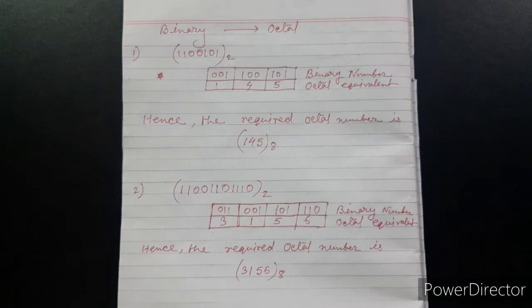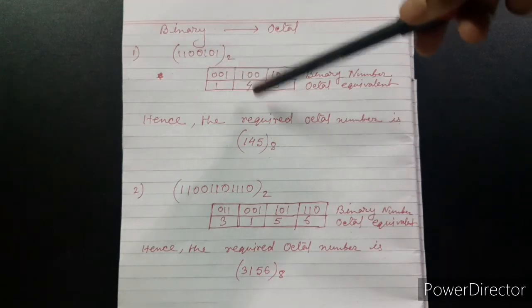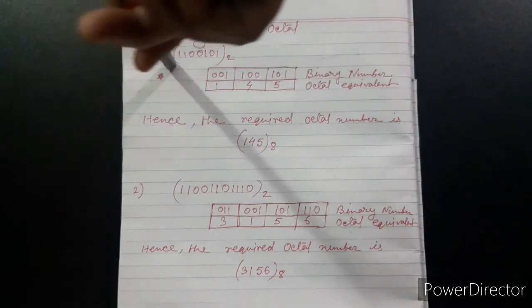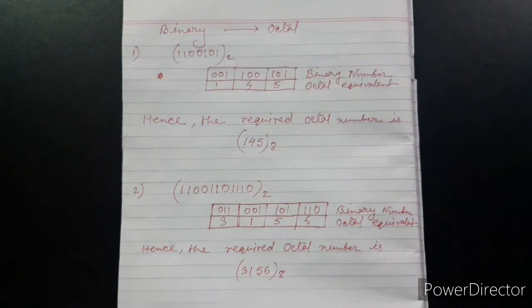Now we just write the octal equivalent of these binary numbers. 001 is the binary equivalent of octal 1. 100 is the binary equivalent of octal 4. And 101 is the binary equivalent of octal 5. So the octal equivalent of this binary number is 145 base 8.